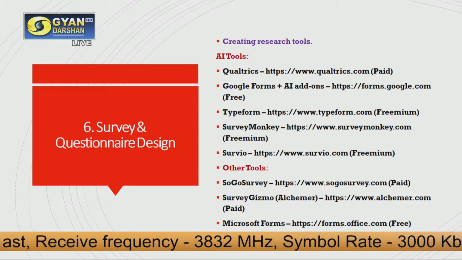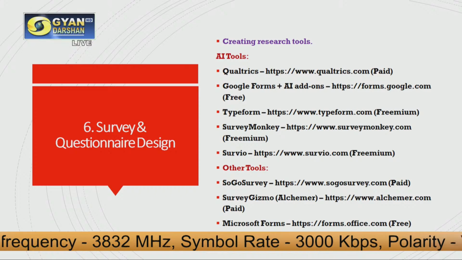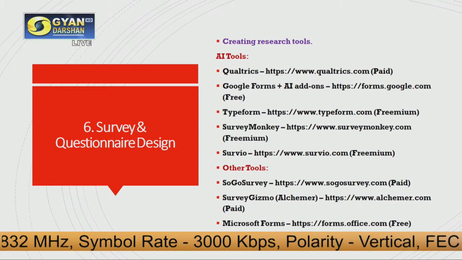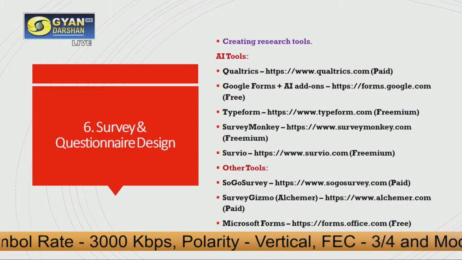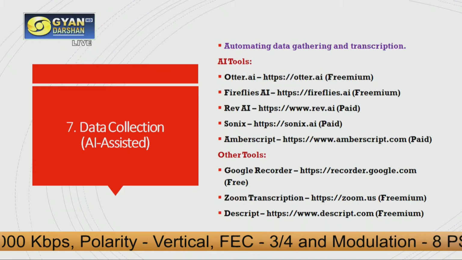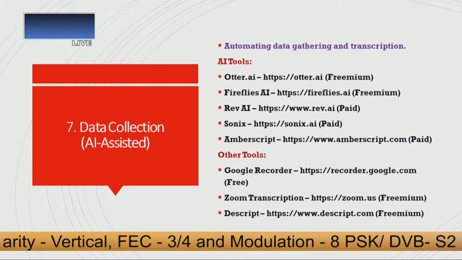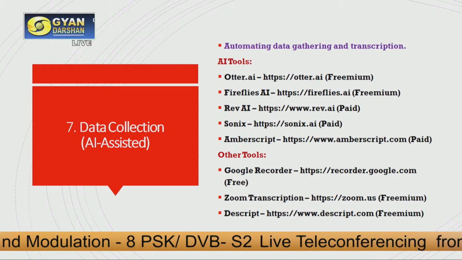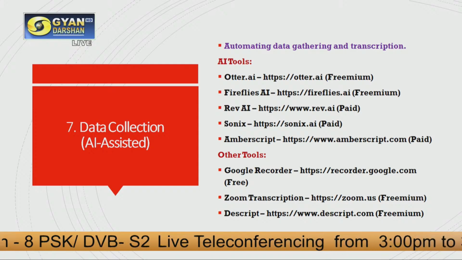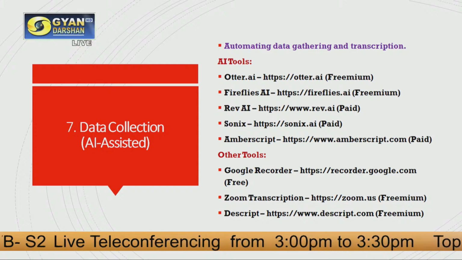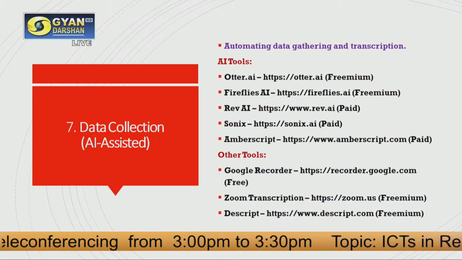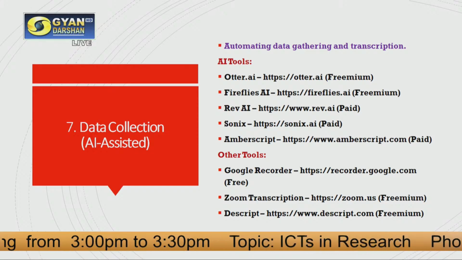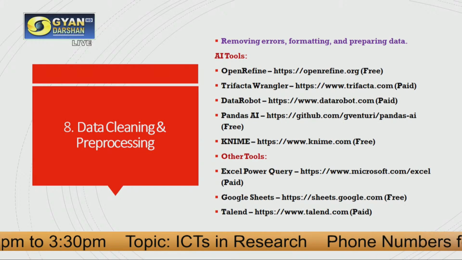Like I was saying, Google Forms, Qualtrics, SurveyMonkey, there are tools in the paid category, Microsoft Forms, etc. So this is about data collection. Again, there are some AI assisted data collection tools like Google Recorder, Otter AI, Sonix, Rev AI. These are also some of the tools which you can definitely try for doing the data collection.